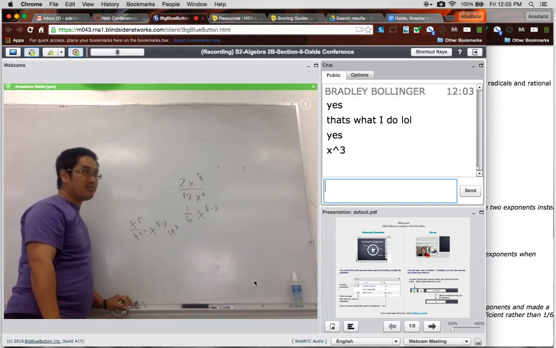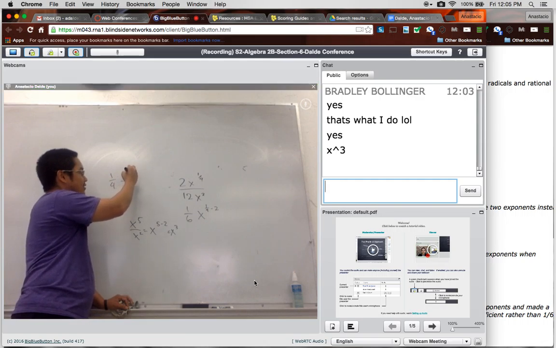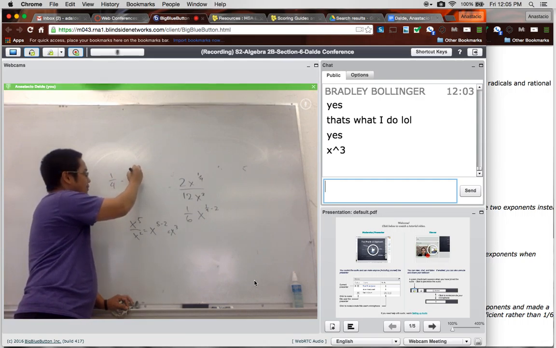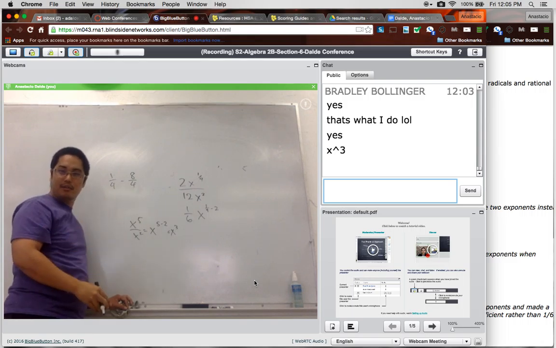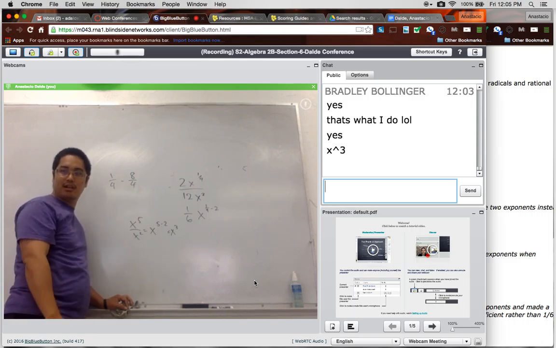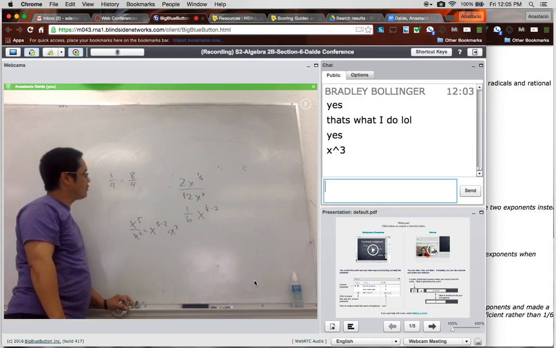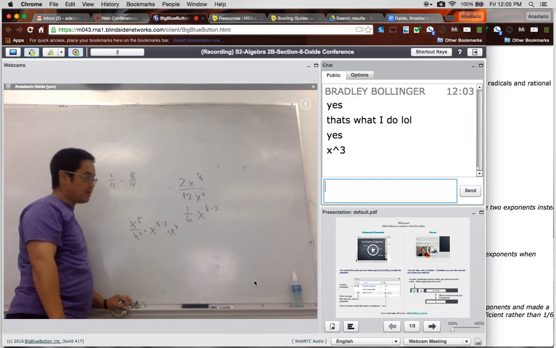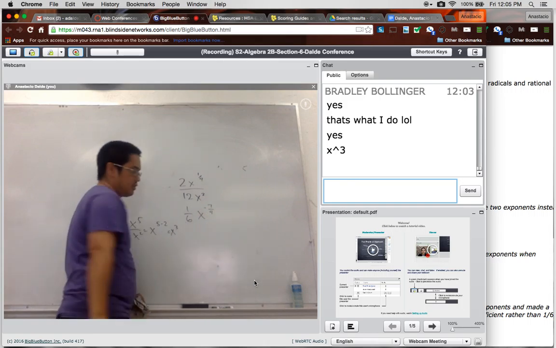1/4 minus 2. Let's do it on the side here. 8 over 4 is the same as 2. I'm just making common denominators. You learned this like in 3rd grade, how to subtract fractions. So this is negative 7/4. Okay. Cool.